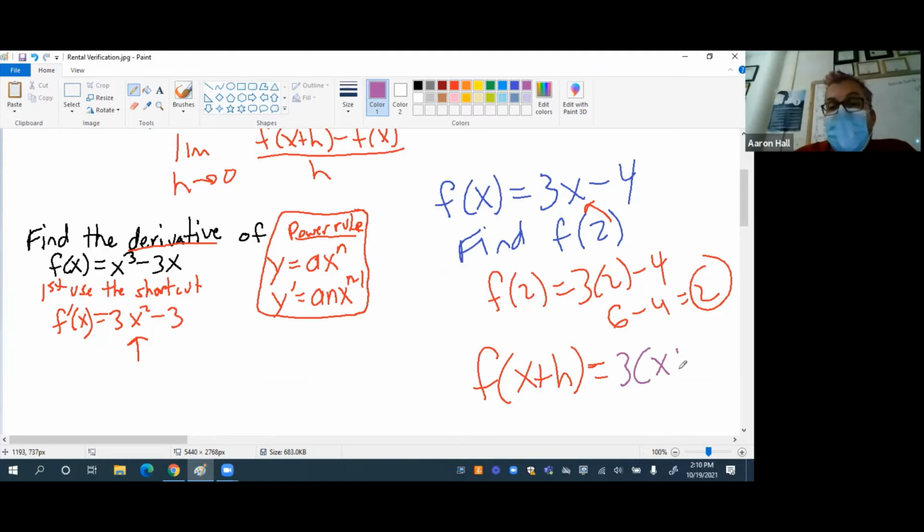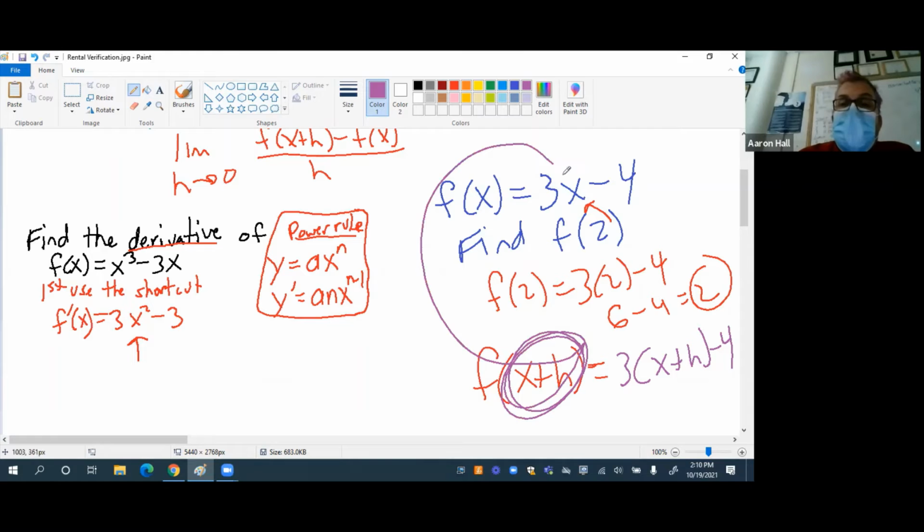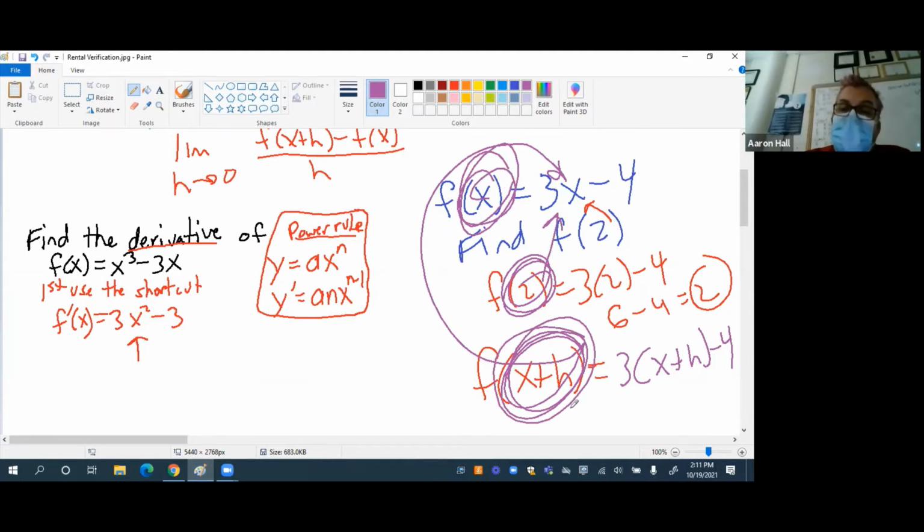Yes, we're just taking this value here and plugging it in. Just like with the 2, when the 2 replaced the x, we plugged the 2 in for x. If the x is replaced with x plus h, then we take x plus h and substitute that instead.